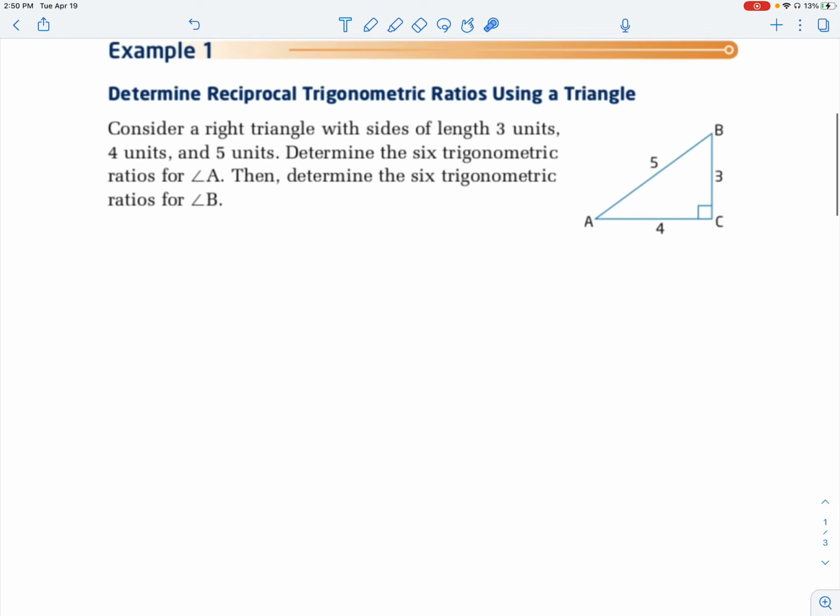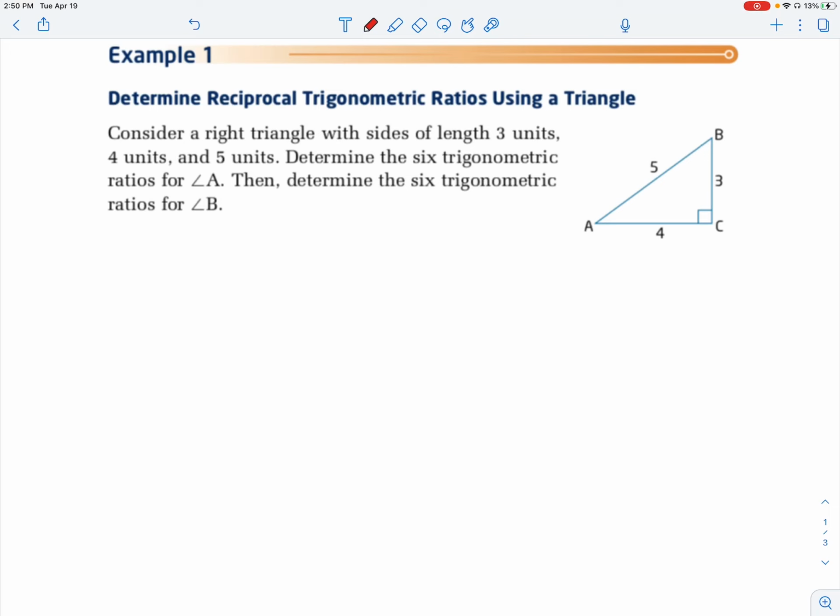Let's go into our first example. Determine the reciprocal trigonometric ratios using a triangle. Consider a right triangle with sides of length 3 units, 4 units, and 5 units. So here we go. We have the 3, 4, 5 triangle. That's one of our Pythagorean triples. It says determine the 6 trig ratios for angle A, then the 6 trig ratios for angle B. So let's start with angle A.